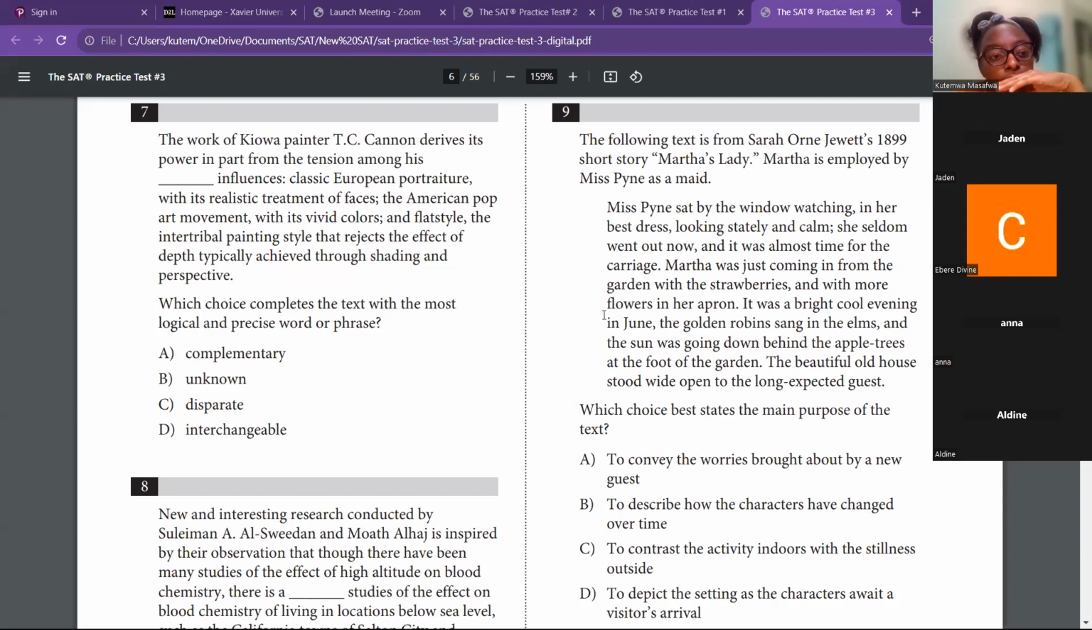When we read the text, it's Miss Pine sitting by the window, then the text goes further to basically just describe the environment. It also depicts the scene where it's almost time for the carriage to arrive. And at the last part, it said long expected guests. So I think they are waiting for a visitor. So it's just depicting the setting as the characters there. The characters, Miss Pine and Amit, await the visitor's arrival.